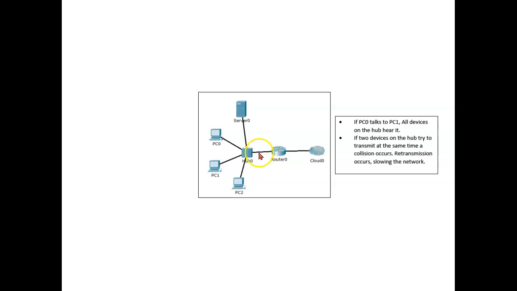Now, in this case, on this router, I've attached a hub, and now I've attached several PCs, printers, servers, and whatnot to this hub. Anytime any of these devices, let's say PC1, wants to talk to PC2, all of these will hear it. The server will hear it, PC0 will hear it. Because it's all on one side of the router, we say it's all in one broadcast domain.